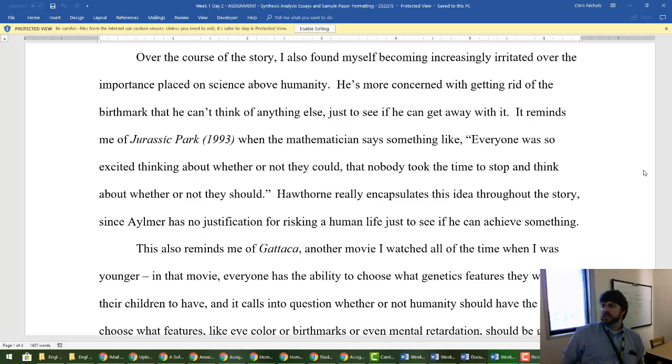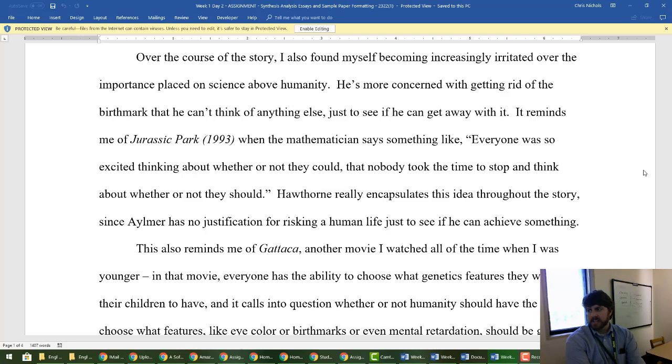Over the course of the story, I also found myself becoming increasingly irritated over the importance placed on science above humanity. I am assuming he means by Elmer, not the themes of the story. He's more concerned with getting rid of the birthmark that he can't think of anything else, just to see if he can get away with it. It reminds me of Jurassic Park. You all seen Jurassic Park? Yes. When the mathematician says, everyone was so excited thinking about whether or not they could that nobody took the time to stop and think about whether or not they should.